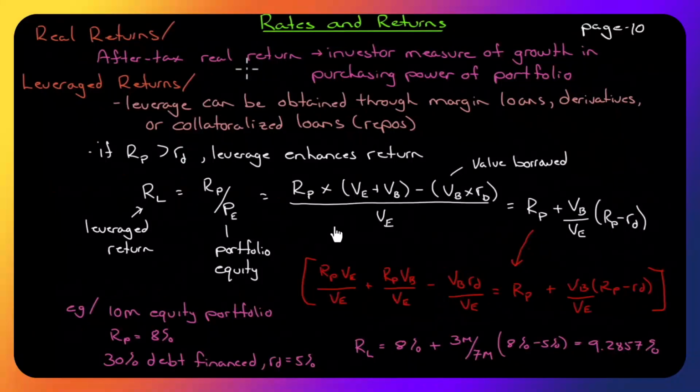Okay, after-tax real returns. Again, this is not quoted for any fund because of the difference in tax rates. But what is this measuring? It is the measure of growth in purchasing power of a portfolio. So we have to part with taxes. That's not ours. So the after-tax return tells us how much our portfolio grew. Controlling for inflation tells us what our purchasing power grew by.